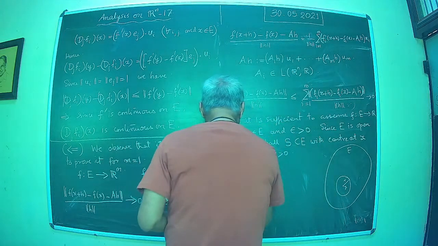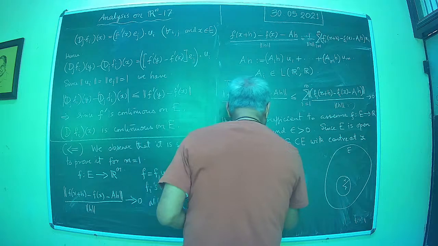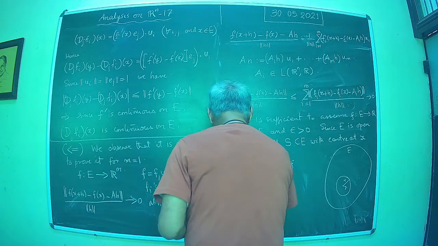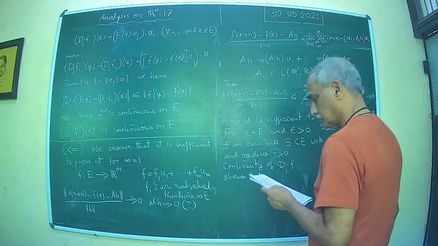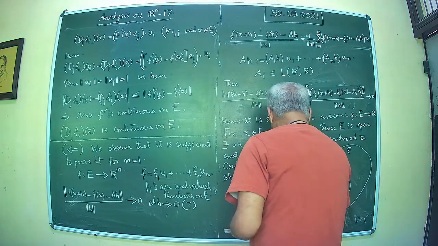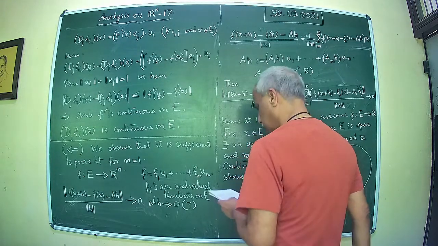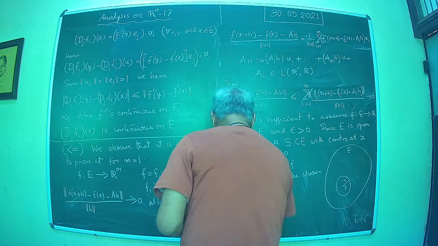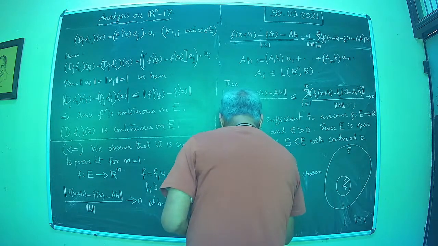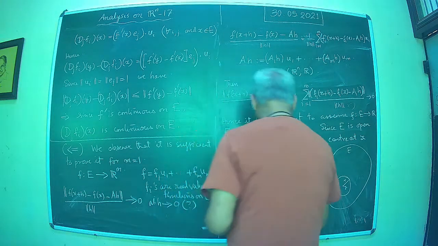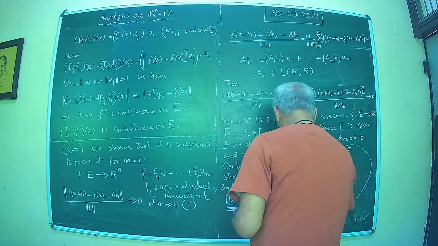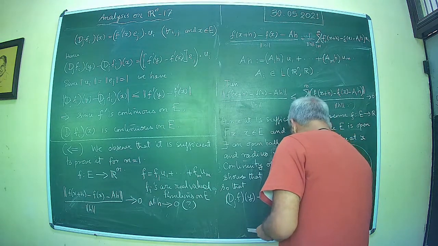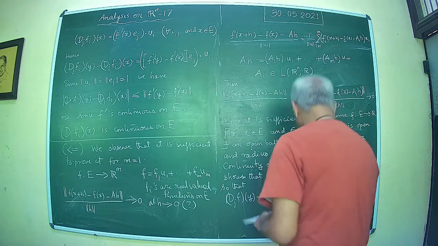Now continuity of D_j f shows that r can be chosen so that D_j f at y, for y belonging to S and 1 less than or equal to j less than or equal to k. This is possible.